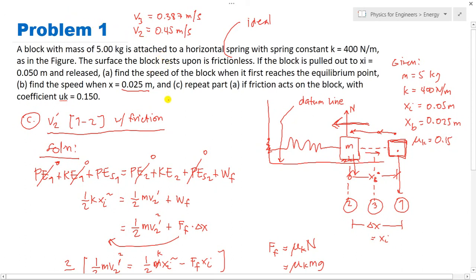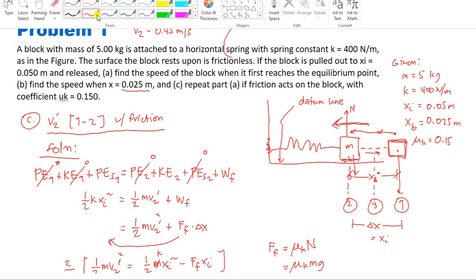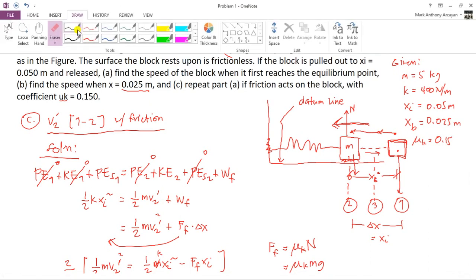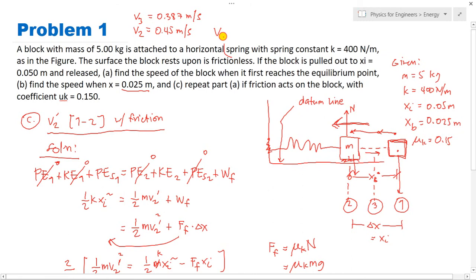As you can see, class, comparing our results from our previous ones, v2 prime, which has friction, became only 0.23 meters per second. It is smaller. This is due to friction, which has to be overcome. That is why the velocity decreased from the ideal one, which is 0.45 meters per second, to only 0.23 meters per second.